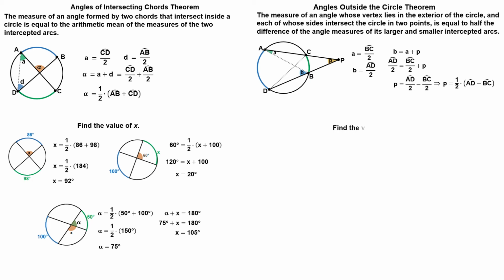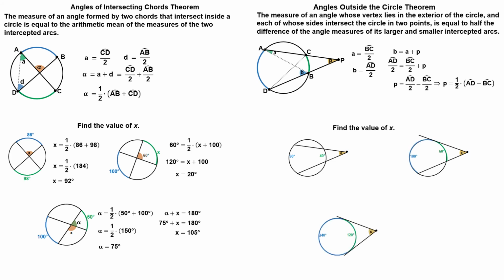Find the value of x. There are 3 types of angles that are outside a circle: an angle formed by 2 tangents, an angle formed by a tangent and a secant, and an angle formed by 2 secants. For these 3 types of angles that are outside a circle, the formula works the same way.